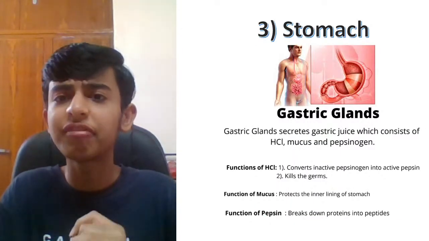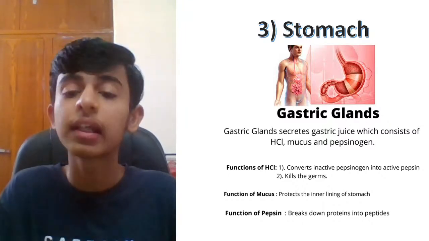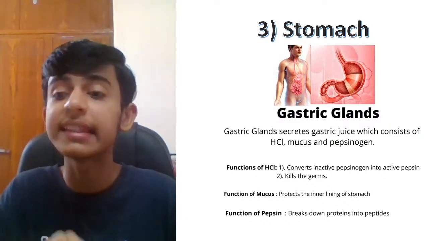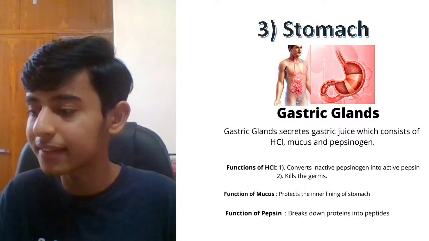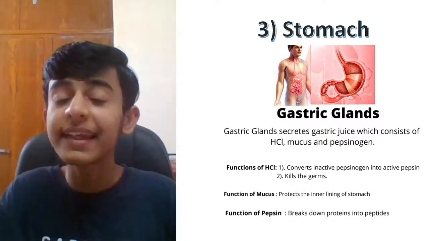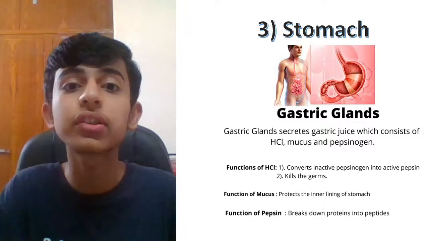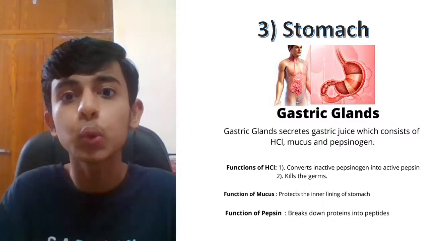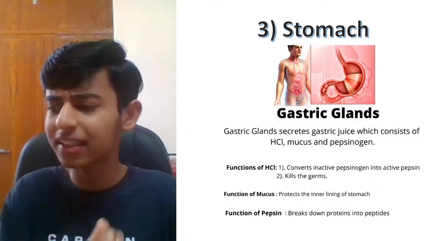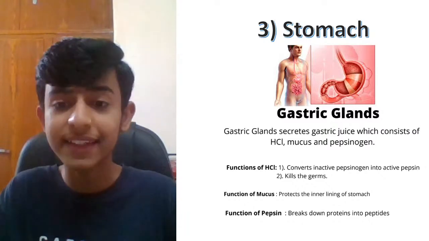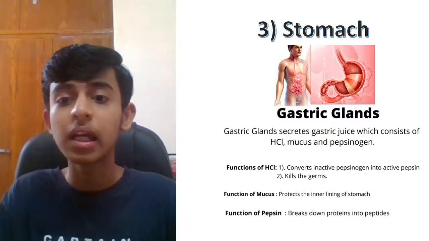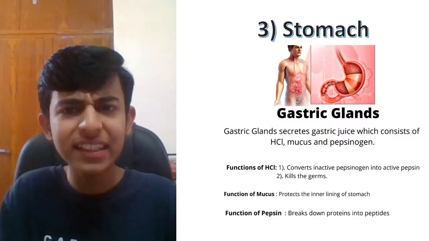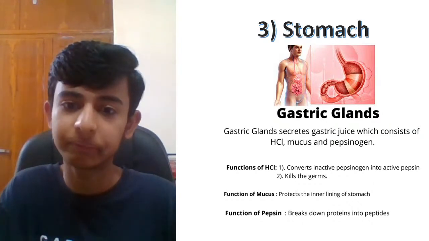Now coming to the stomach, a very important organ. In the stomach there are many substances, many enzymes that we need to understand. What are those enzymes? They are secreted by the gastric glands. The gastric glands secrete the gastric juice. And what does the gastric juice consist of? The gastric juice consists of HCl, mucus, and pepsin. Pepsin helps to digest protein. It breaks down the proteins into peptides.